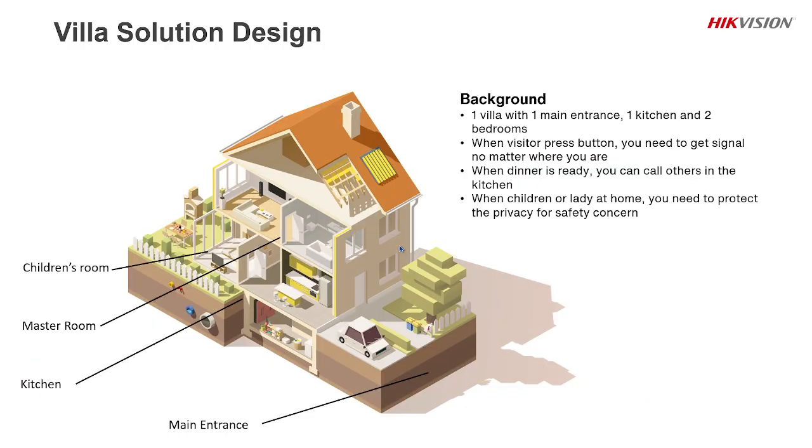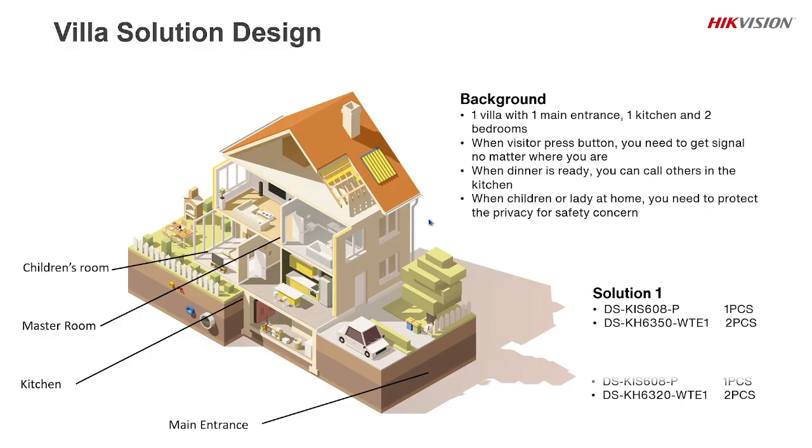Then for the villa, we have the villa solution design. So for the villa solution design, based on how many rooms you have, you can set up multiple window monitors. So think about this villa, what can we deploy? A typical solution will be the intercom kit with 608 with 1 monitor and add another monitor. Another solution is 608 with 2 monitors, the 6320.